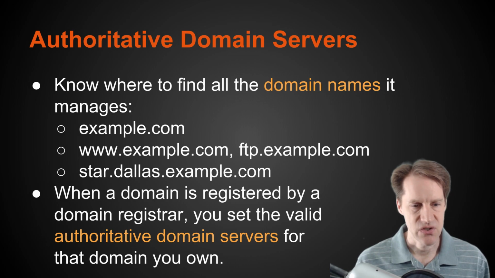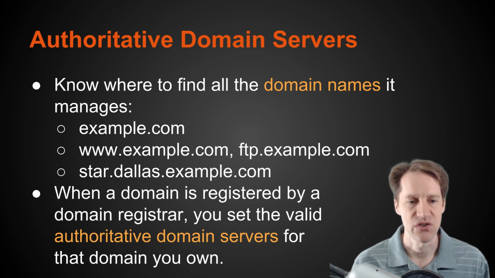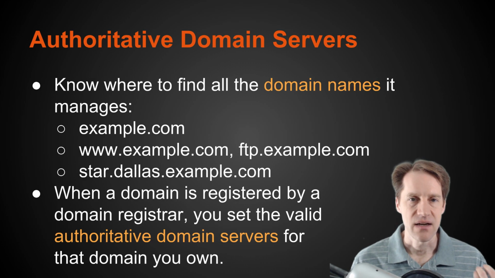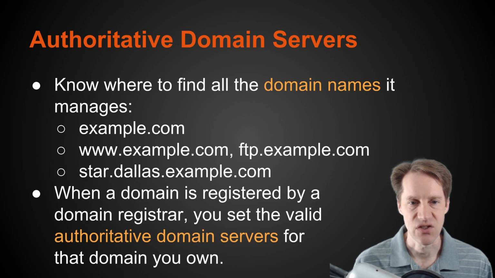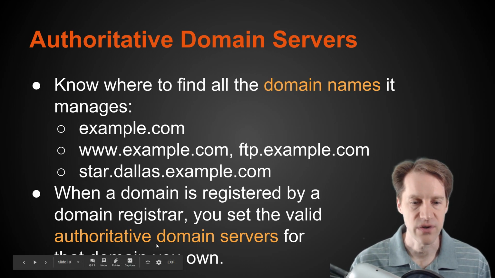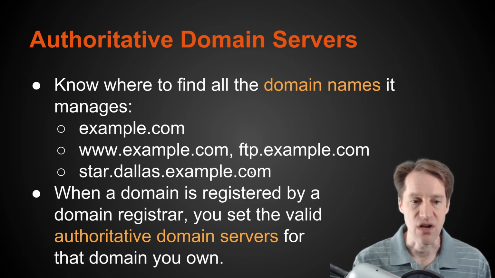So how does this happen? When a domain is registered by a registrar, so you buy a domain from GoDaddy or some other organization or VeriSign, on that domain at the registrar, you tell it what the authoritative domain servers are for this domain. So the registry knows what domain servers to contact to know where to find all of these domains. And then you configure the authoritative domain servers with each of your domain name to IP address translations.